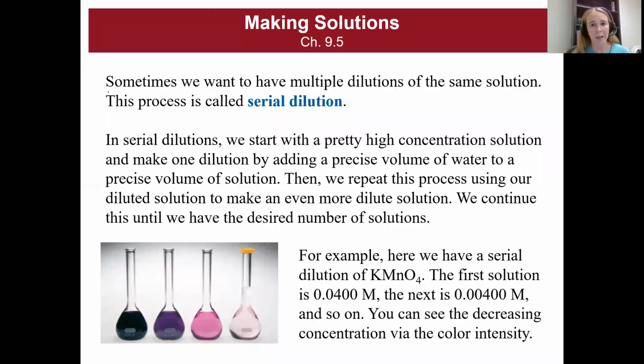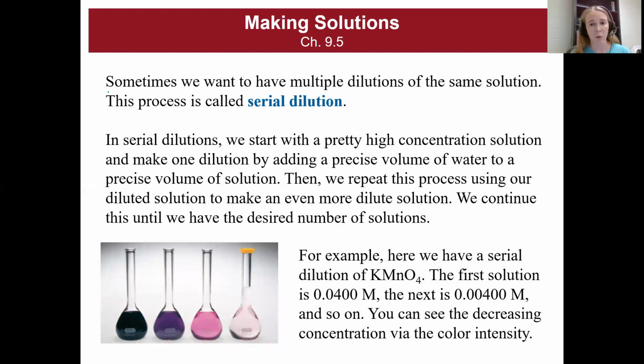And when we make serial dilutions, that process means that we start with a pretty high concentration solution, and we make one dilution by adding a precise volume of water to a precise volume of our solution, and the product of that process is our first dilute solution. So now we have two solutions, the really concentrated one and one that is slightly less concentrated.